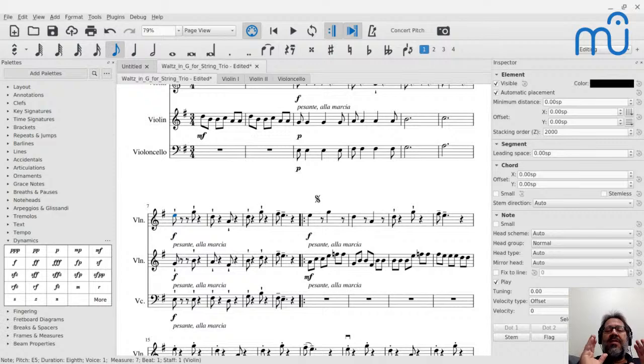Let's hear what this sounds like. This is again what I would call a homophonic approach. Every time the melody changed, the other parts changed.